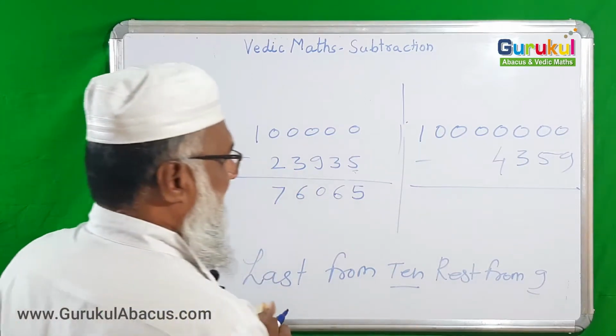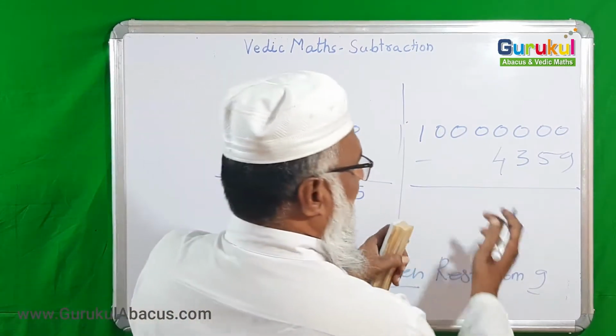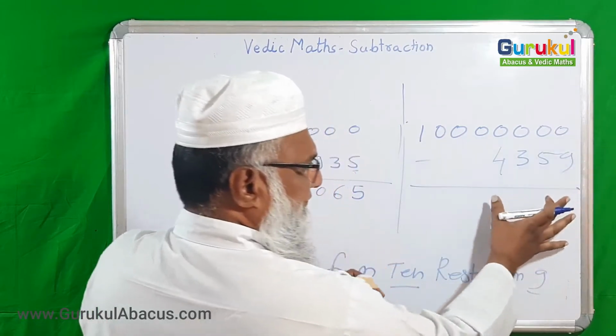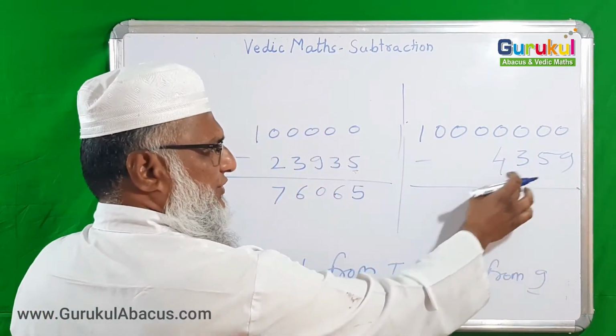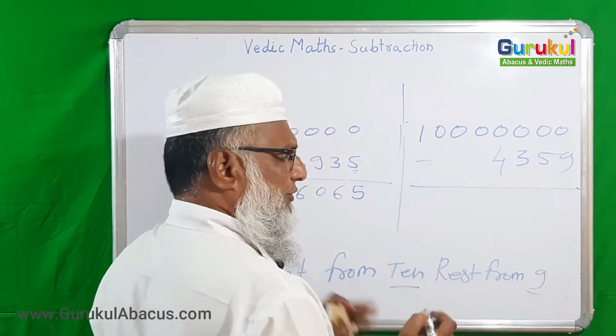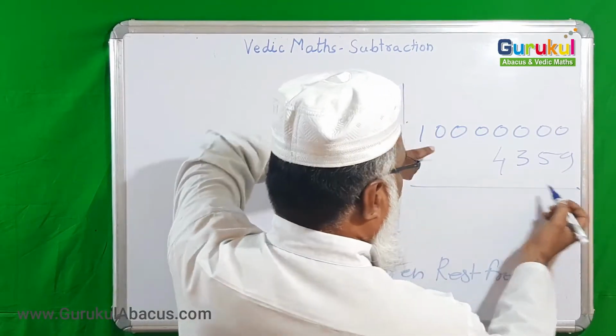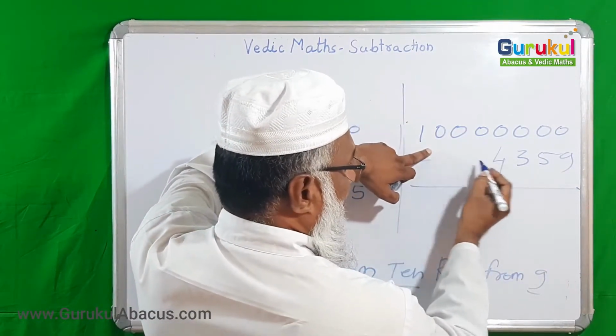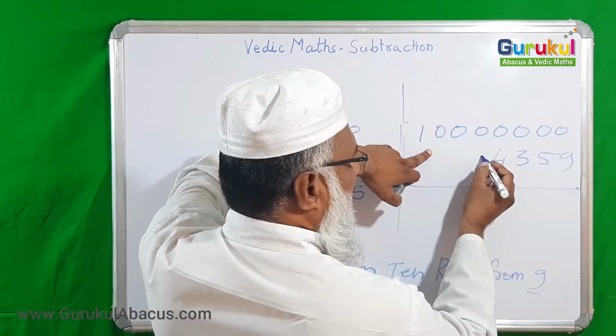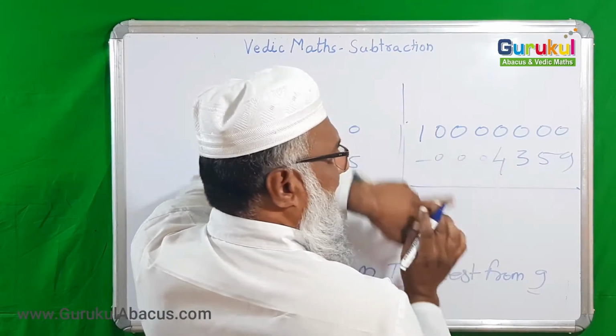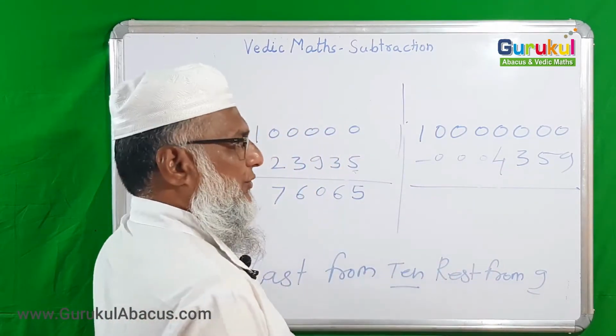Okay, one more example we have planned. Here is a big number and we are subtracting 4359 from it. Okay, let it be, no problem. Only one thing to do: where there is nothing, you should just suppose there is 0 here.